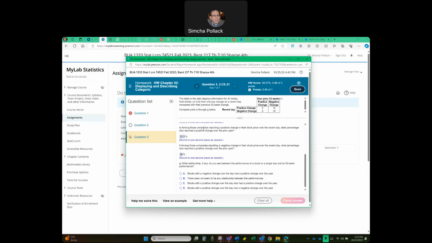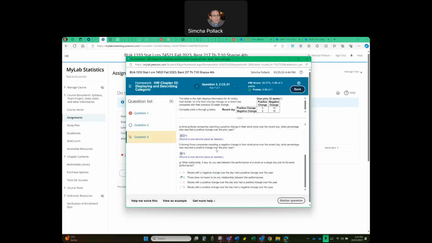Anyway, we said among those with a positive change over a recent day, it means among those 15, 5 out of 15 or 33%. But if you ignore the other variable, how many had a positive change? It was 14 out of 40, which was 35%. And since 35% and 33% are very close, it seems that knowing something about the other variable does not really change the probability. So I would say the answer is there does not seem to be any relationship. And if I'm wrong, we're done here.